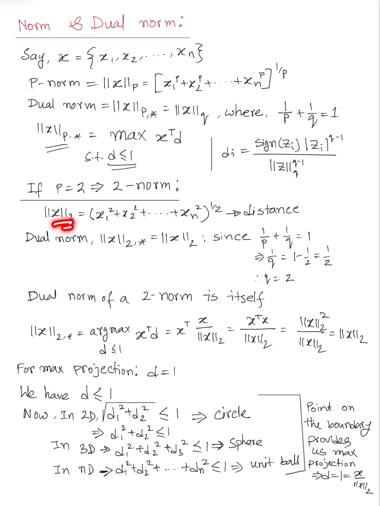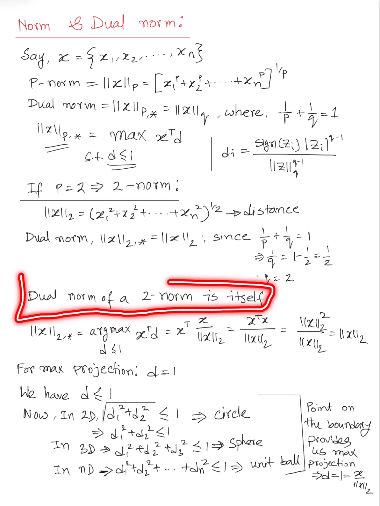So the 2 norm basically represents distance, and the dual norm for the 2 norm is going to be this, which is actually the 2 norm itself, because in this equation 1 by p plus 1 by q is equal to 1. If we put p equal to 2, we also get q equal to 2. So which means the dual norm of a 2 norm is actually itself.